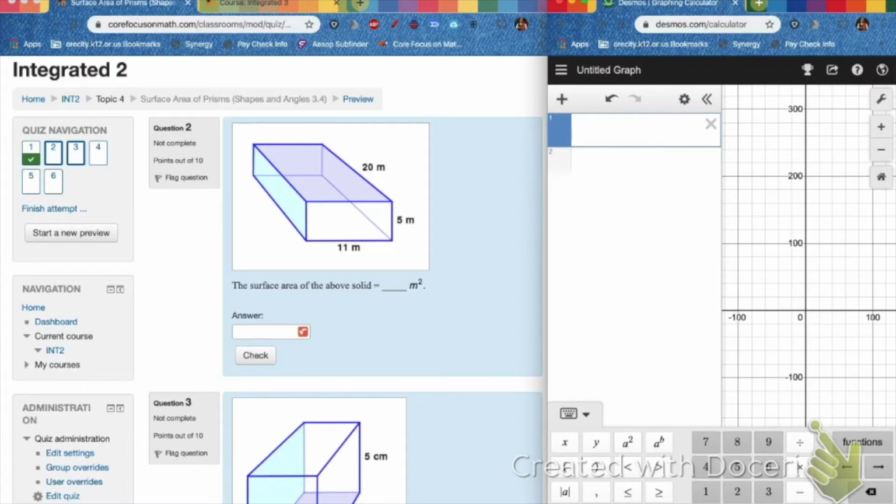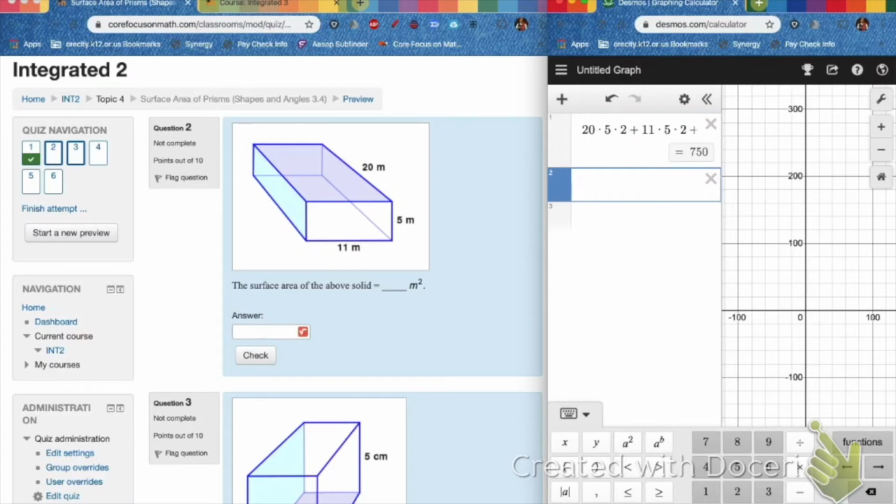So I'm going to take 2 of them. Like I'm going to take 20 and 5, multiply them together. 20 times 5. Now, you'll notice 20 times 5 is this right side. Well, it's also 20 times 5 over here on the left. So I need to do times 2. Then you could add that with 2 other sides. So I'll do 11 and 5 because the front and back are each 11 by 5 times 2. And finally, that leaves 20 times 11 times 2.